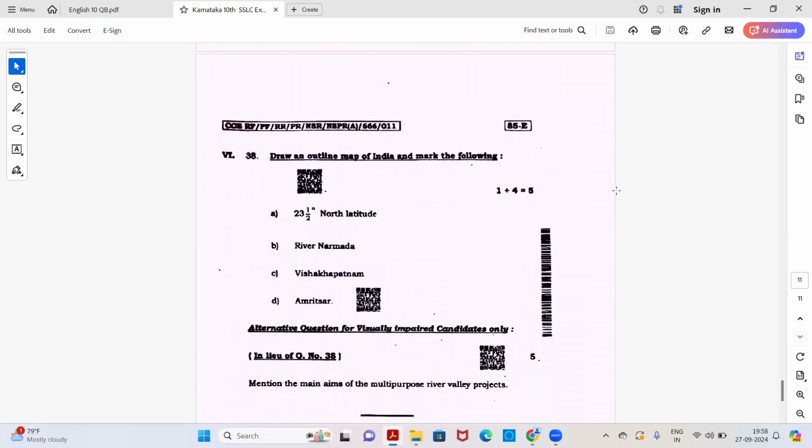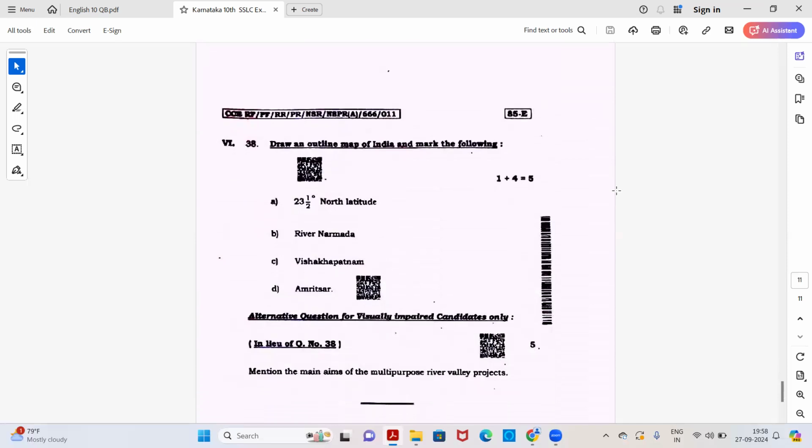Now we have 6th main, that is 38th question, where you need to draw an outline map of India and mark the following. So you need to learn and practice to draw an outline map of India because it carries 1 mark. As you can see in the question paper, 1 plus 4. And you have 4 points which you have to highlight in the Indian map, outline map of India. First is 23.5° north latitude. Next is River Narmada. Next is Vishakhapatnam and Amritsar.